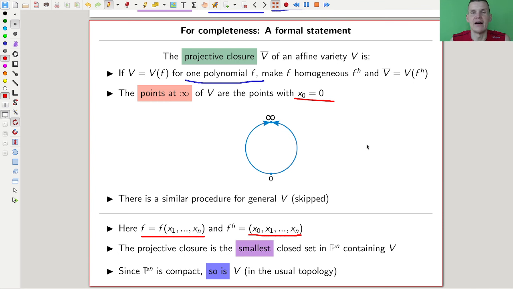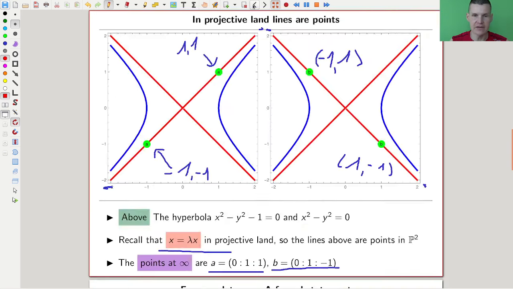Now this is called the projective closure, and now it sits in a compact space, so it's actually a closed set in that compact space, so it's compact in the usual topology, and it's a closure in the usual sense of the word. It's like it's the smallest thing that satisfies those conditions. So let's run it again just to be sure.